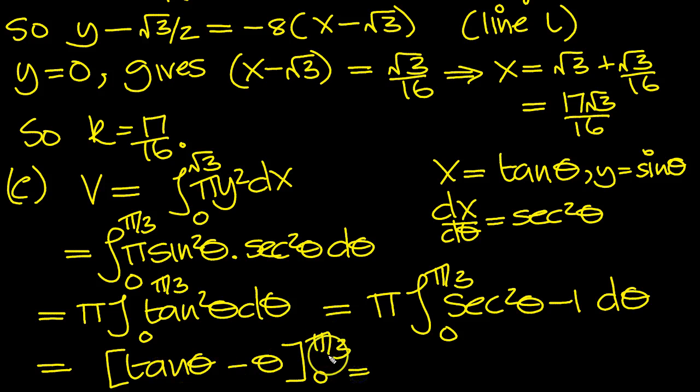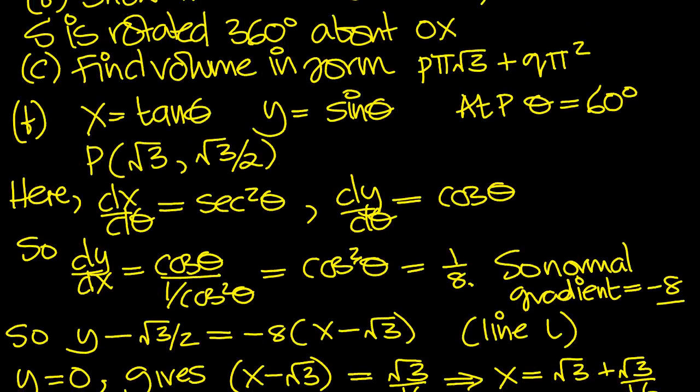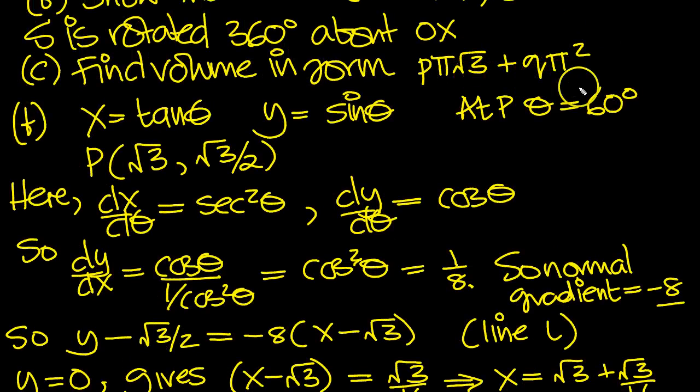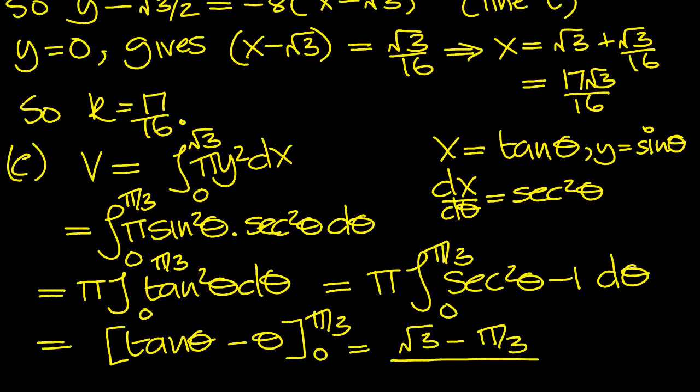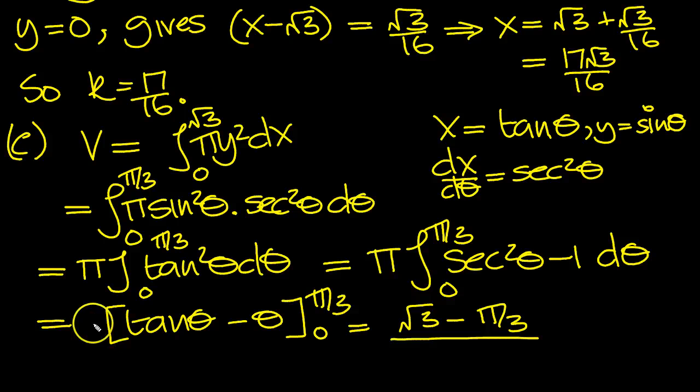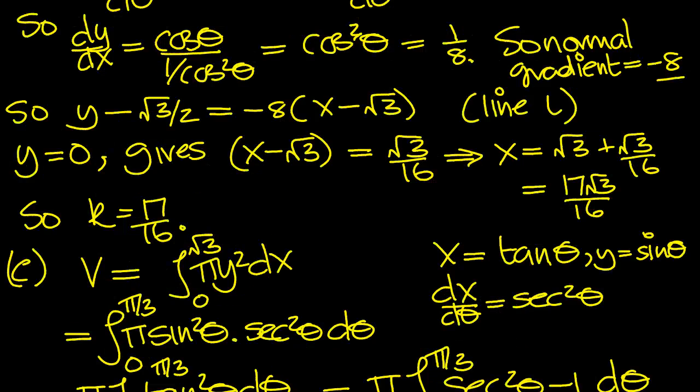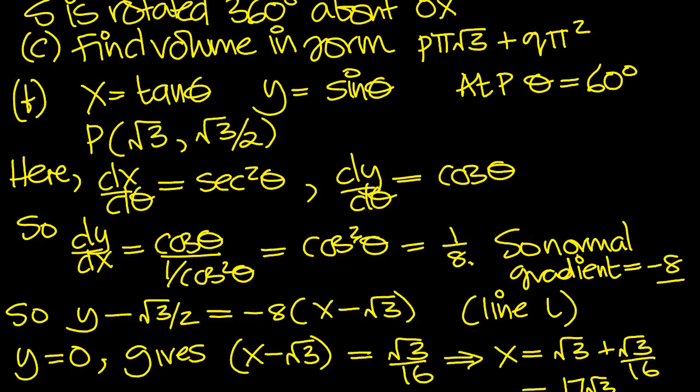So put pi over 3 in: tan pi over 3 is root 3, minus pi over 3 is the top value. And for the bottom value, put 0 in: tan 0 is 0, minus 0. So we've got root 3 minus pi over 3. It said express it in the form p pi root 3 plus q pi squared. There was a pi in front here, which helps to remember that it should be there, and this is pi squared. So that's correct.